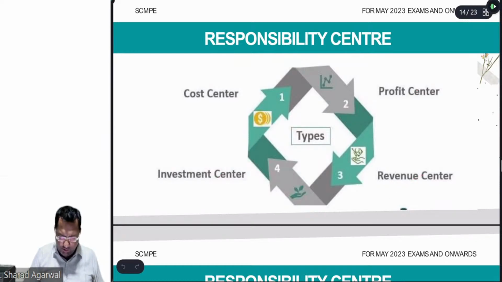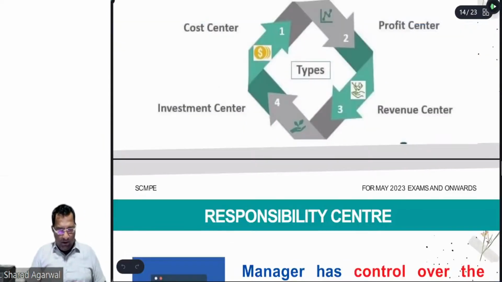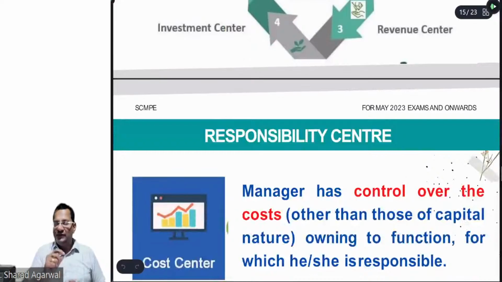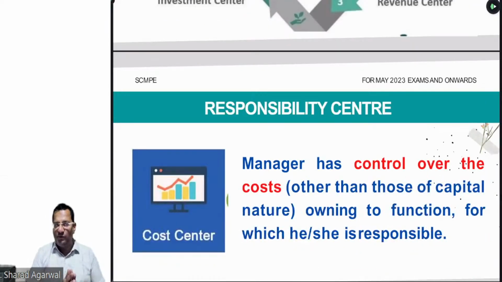So first of all, what do you mean by responsibility center? अगर हमने अपने responsibility department को जो responsibility दिया है, that is given related to cost only. If we have given the responsibility to a departmental manager for cost only, then that departmental manager is known as cost center. It means the effectiveness of that department will be judged on the basis of the cost incurred compared with the standard cost. बहुत सिंपल है बेटा.